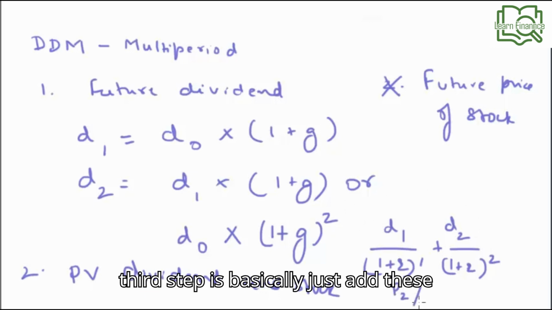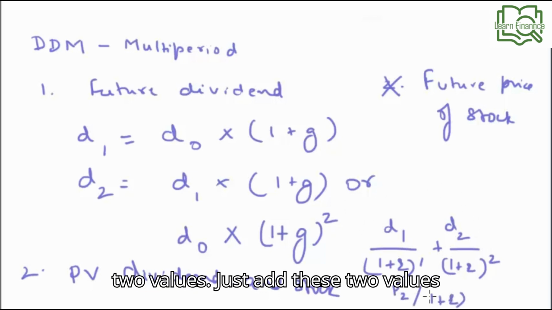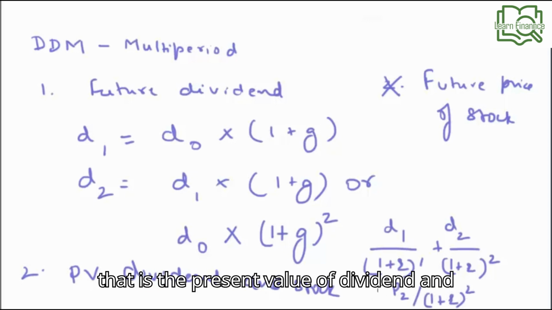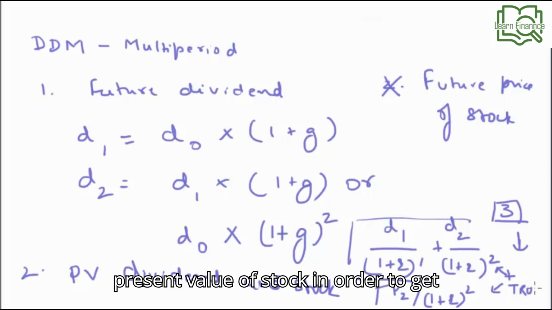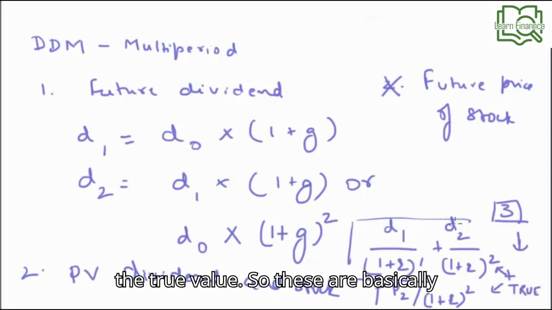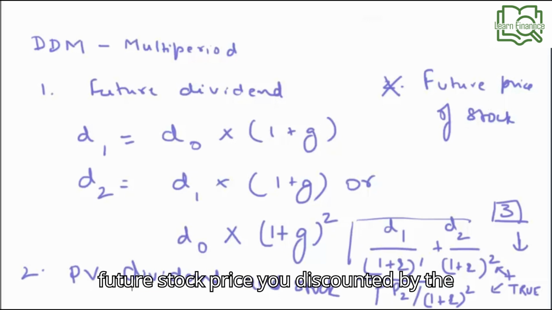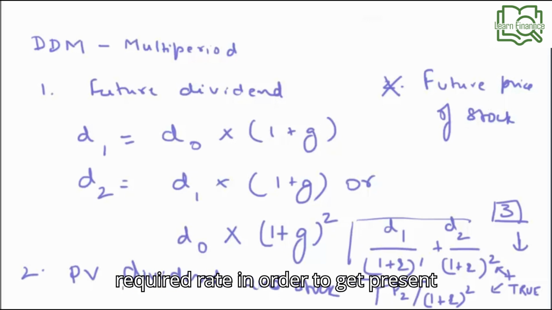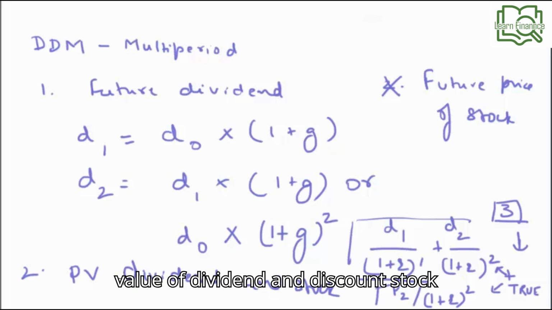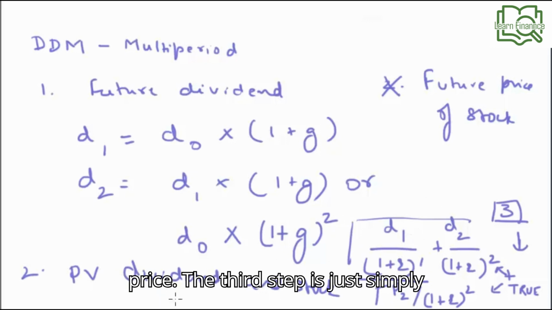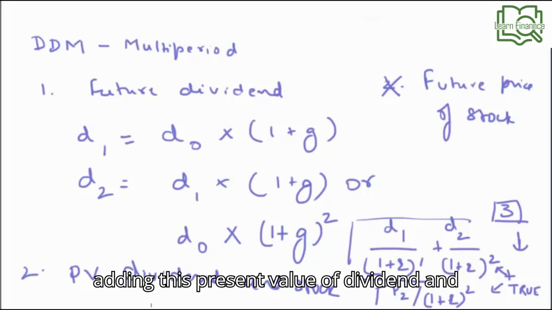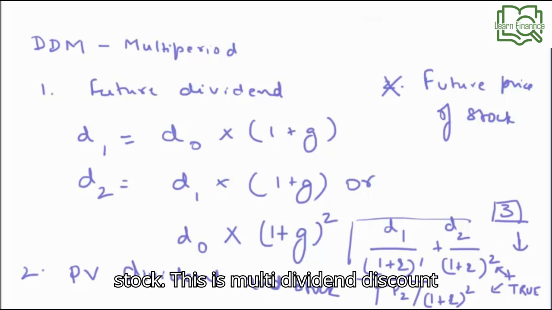The third step is basically just add these two values, the present value of dividend and present value of stock, in order to get the true value. So these are basically 3 steps. First is future dividend and future stock price. Then you discount by the required rate in order to get present value of dividend and stock price. The third step is simply adding this present value of dividend and stock. This is multi-dividend discount model.